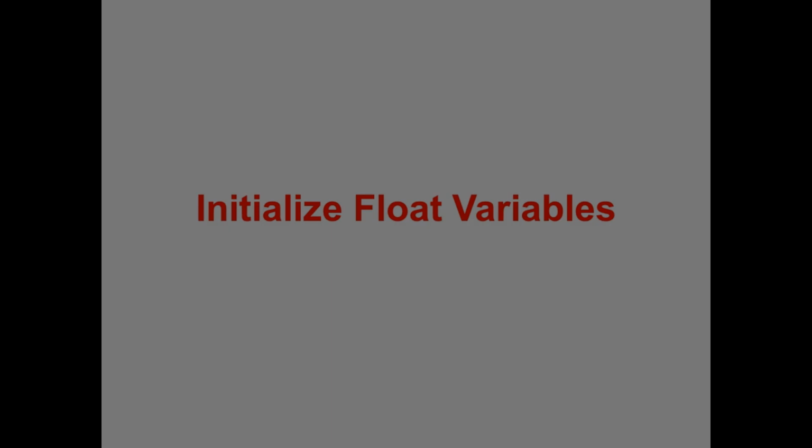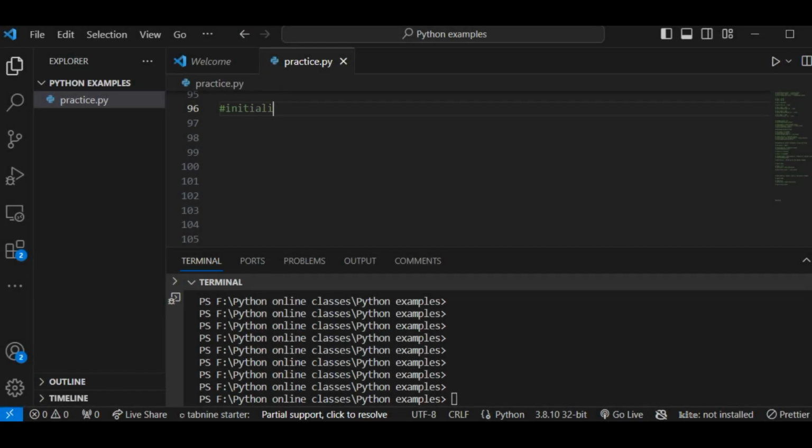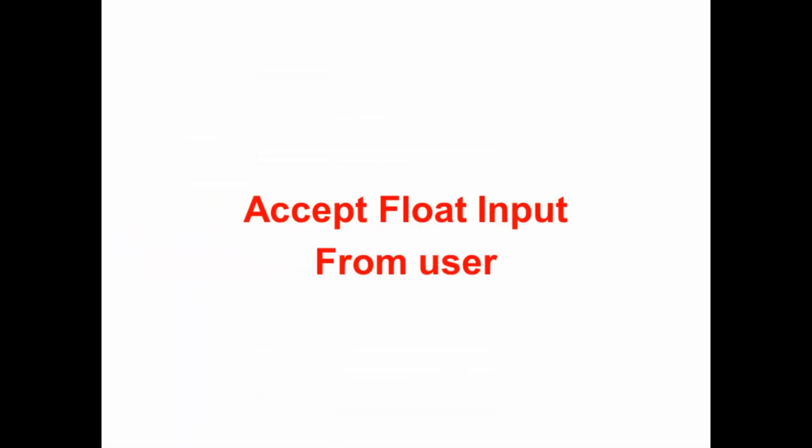First one is initializing float variables. You can create float variables by assigning values directly. Here, variable pi equal to 3.14159, temperature equal to 98.6, price equal to 19.99. In these examples, we directly assign float values to variables pi, temperature, and price.